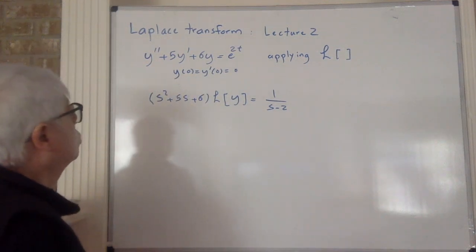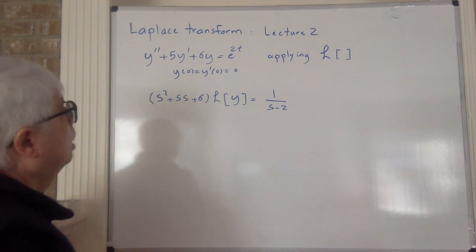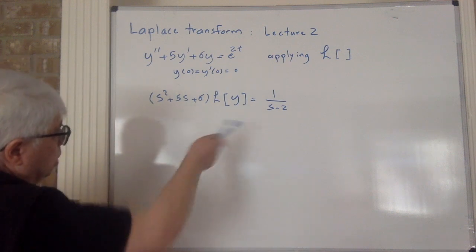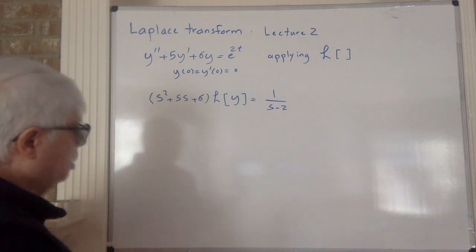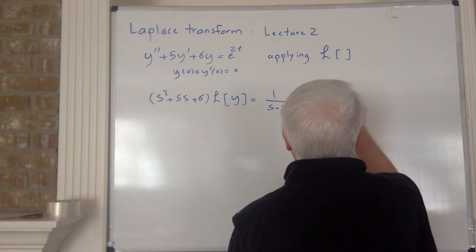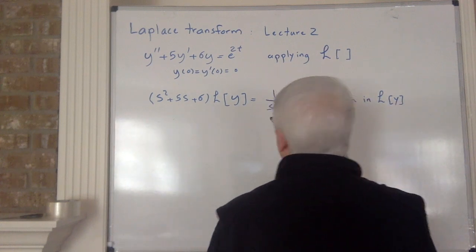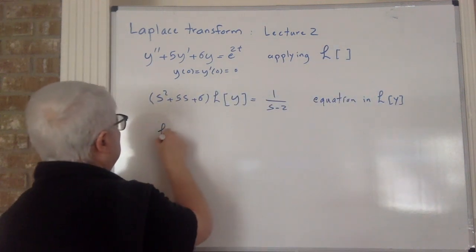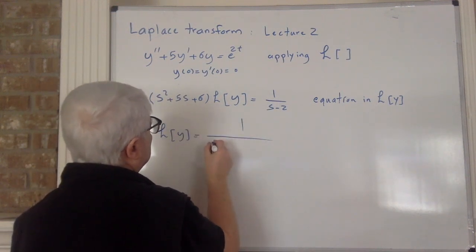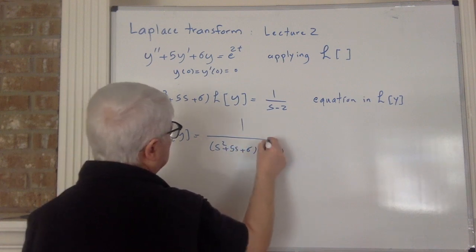Okay, so Laplace Transform Lecture 2. Last time I ended up with this example and I applied the Laplace Transform to both sides and I got this equation. And this is an equation in Ly. So, solving for Ly, that's what I got: 1 over s squared plus 5s plus 6 times s minus 2.